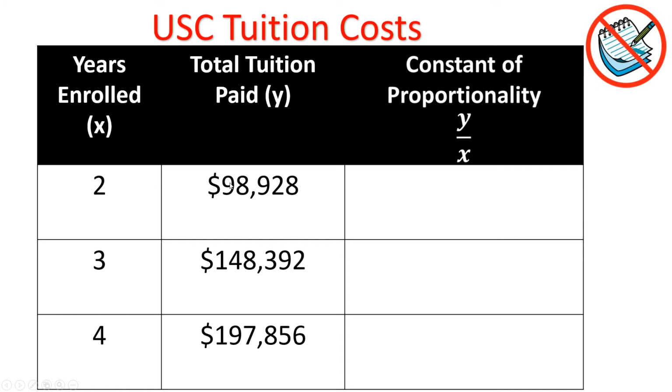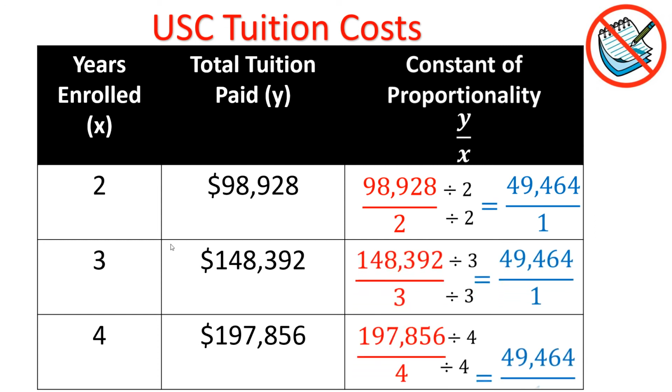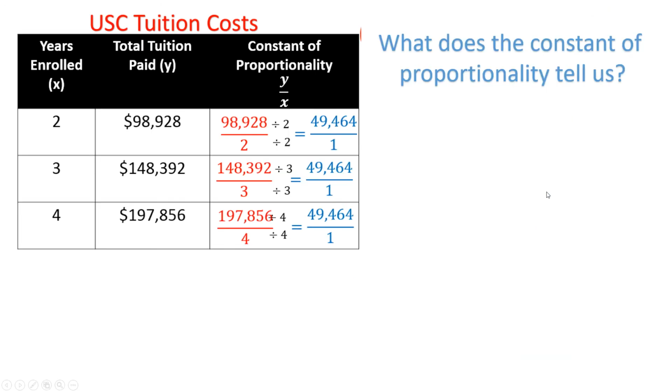So if it costs $98,928 to be enrolled for 2 years, by the way, I looked up this information back in 2015, so I'm sure the tuition is actually even more than this now. But back then it was $98,928 for 2 years. So therefore, if we do our y over x and figure out our unit rate, we're going to get $49,464.